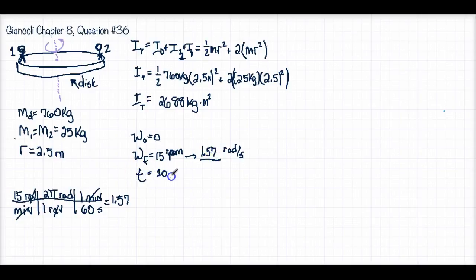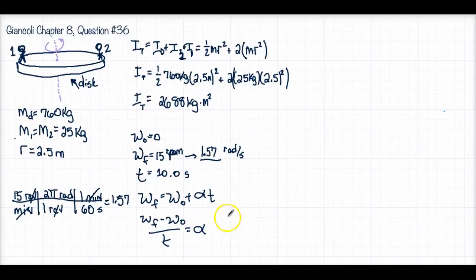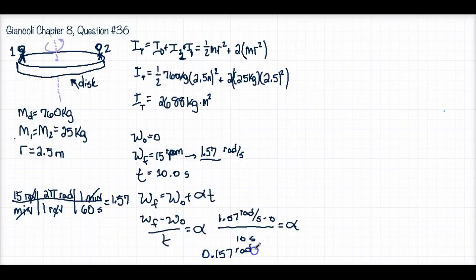We know that the time it takes to push the kids up to that speed is 10 seconds. That was given in the problem. So I'm going to use the kinematics equation, omega final equals omega initial plus angular acceleration times time. Solving for alpha, I get omega final minus omega initial divided by time is equal to alpha, which becomes 1.57 radians per second minus 0 divided by 10 seconds. So now I know that my angular acceleration is 0.157, and my units are radians per second squared.